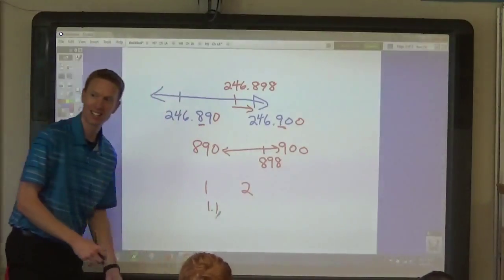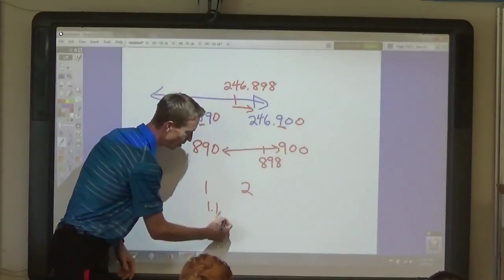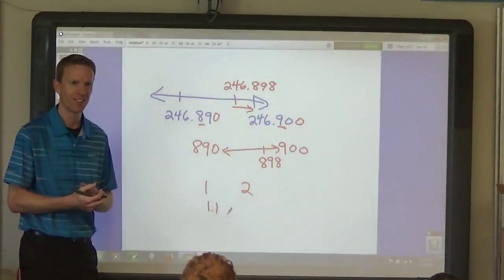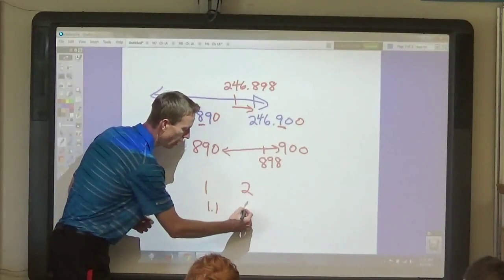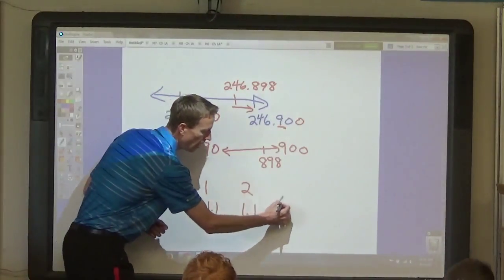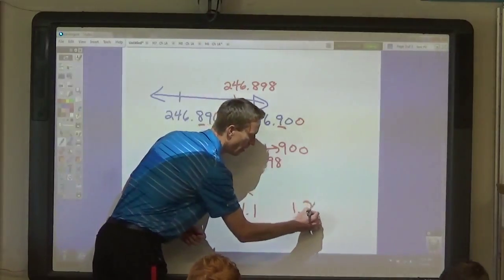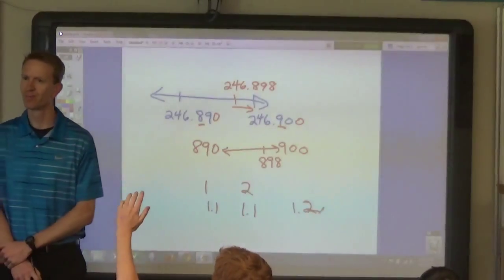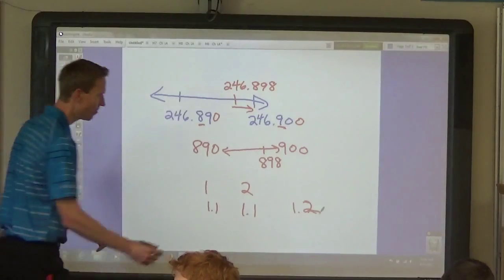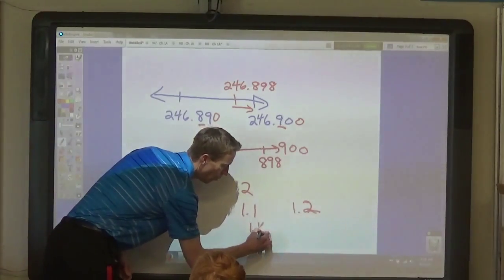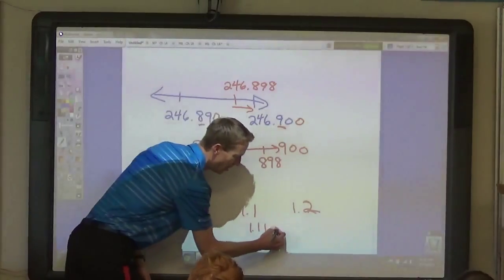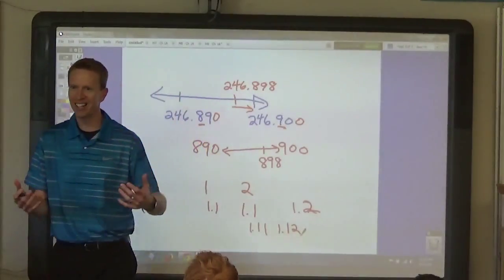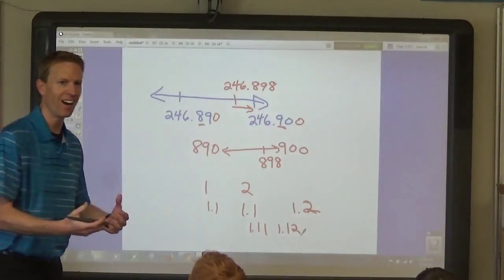Yeah, there's a bunch. That's a good way to say it. There's 1.1, there's 1.2, there's 1.3, there's 1.4, right? Now, how about between 1.1 and 1.2, how many numbers are there? How many numbers between 1.1 and 1.2? You could have like 1.100000. So 1.11, 1.12, 1.13, 1.14, 1.15.